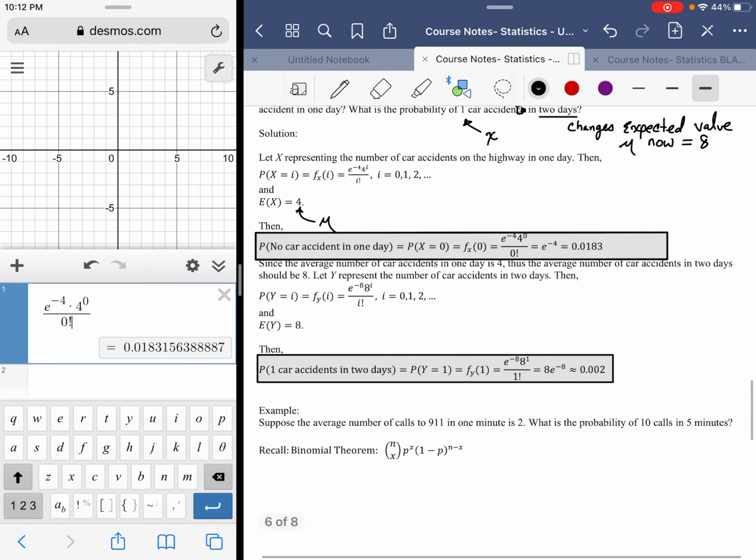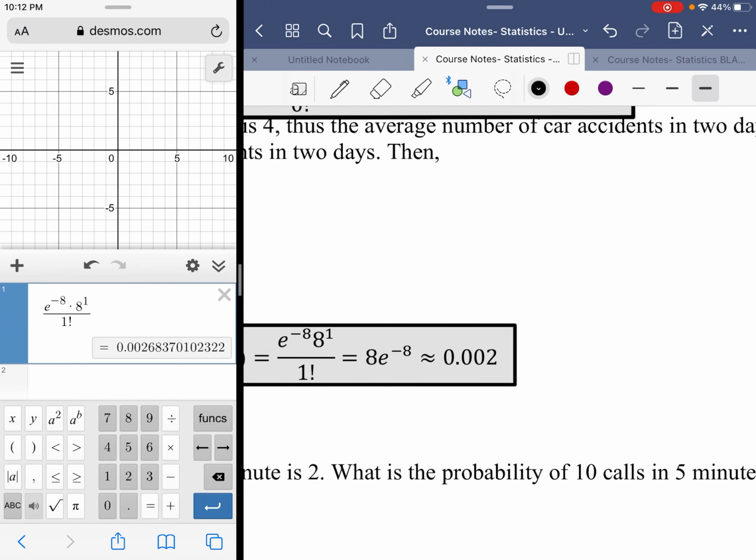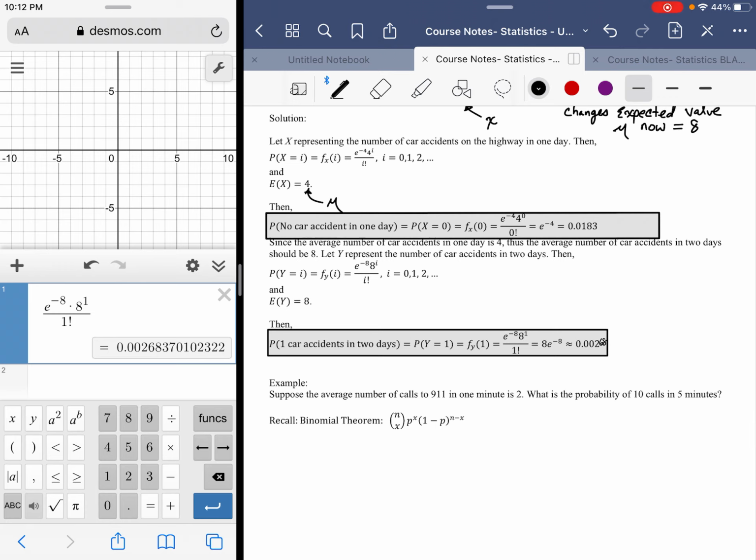All right. For the second part, all we're doing is replacing the 4, or any 4, with an 8, and any 0 with a 1. And so that's where we get our 0.00, which is really 0.00268, if we want to be correct with our rounding procedures.